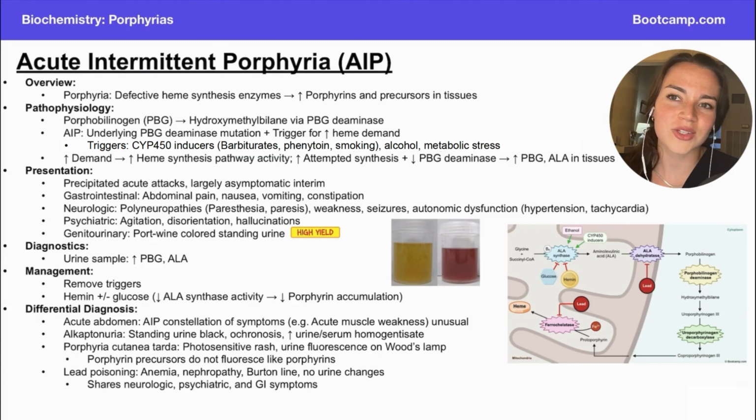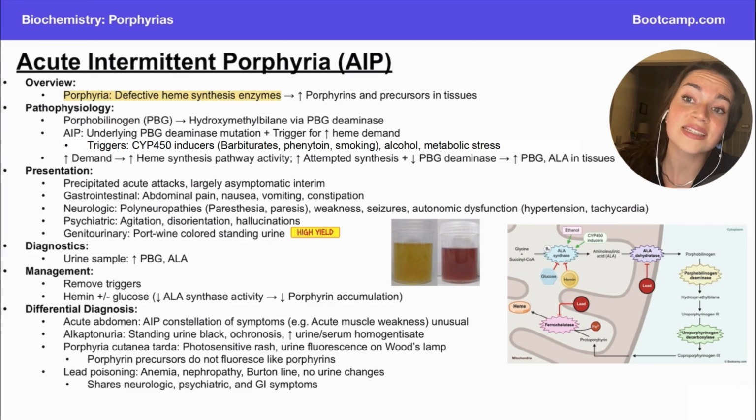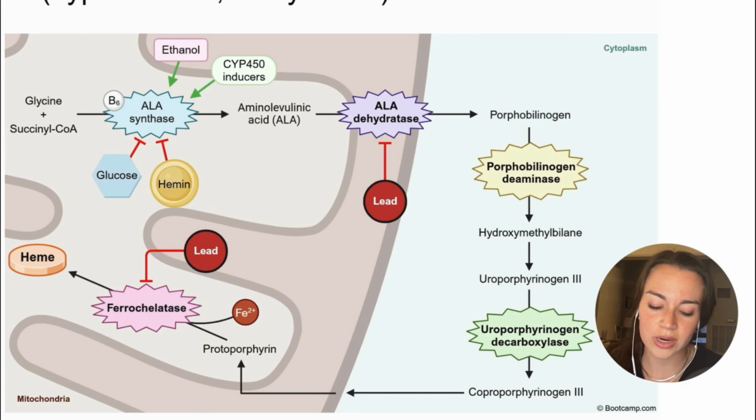Hi everyone, my name is Paige and thank you so much for joining me for our lesson on acute intermittent porphyria. So porphyrias are a family of disorders that are characterized by defective heme synthesis due to defects in specific heme synthesis enzymes. And what this means is heme synthesis intermediates like porphyrins and their precursors will build up in the tissues. So here's our diagram on heme synthesis.